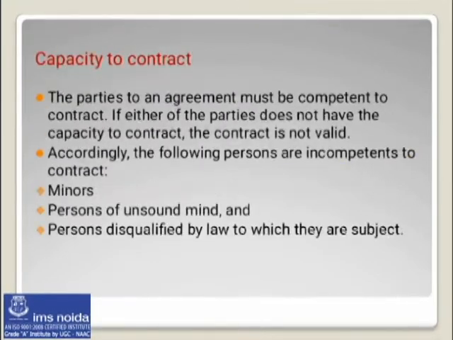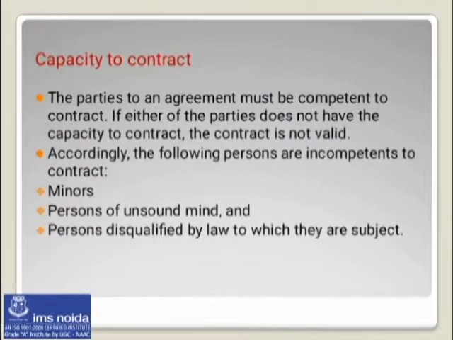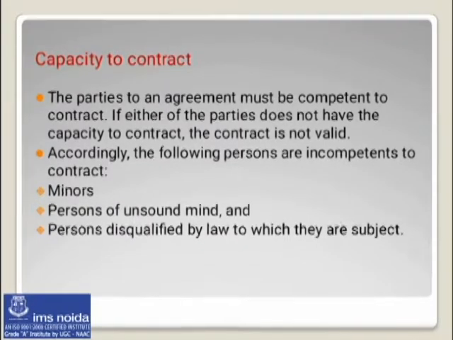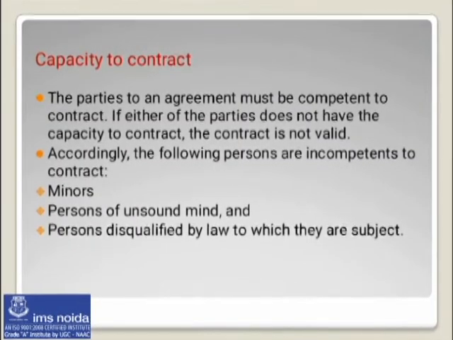Next is the capacity to contract. What is the capacity? It means the parties to an agreement must be competent to contract, which means a contract by minors is void. So if you want to make a contract, you have to be above 18. If either of the parties does not have the capacity to contract, the contract is not valid.